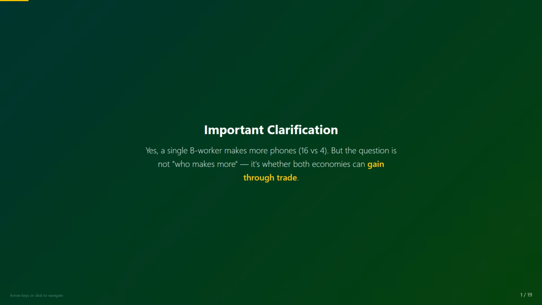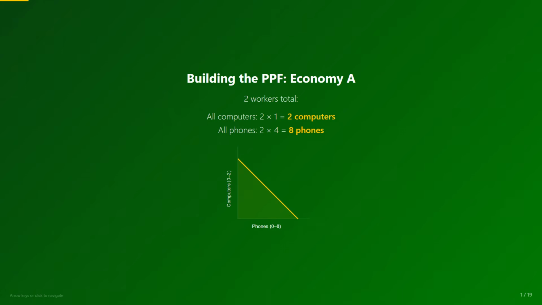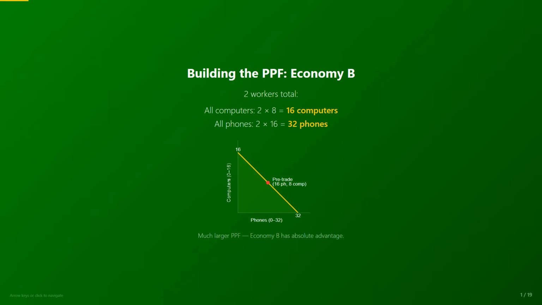Now let's build the production possibility frontier, PPF, for each economy. We'll start with economy A. It has 2 workers. If both workers produce computers, how many computers in total? 2, each worker produces 1 computer. And if both produce phones? 8, each worker produces 4 phones. So economy A's PPF stretches from 2 computers and 0 phones to 0 computers and 8 phones. Every combination along this line is a feasible production option.